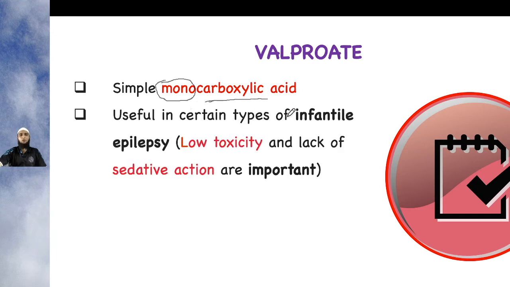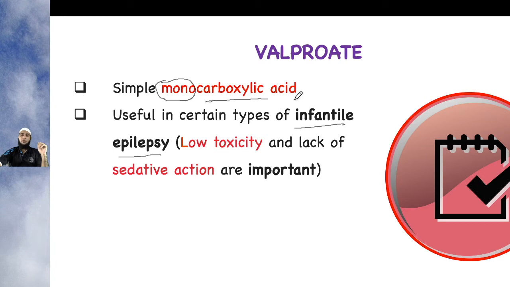Let's see when we use Valproate. Valproate is useful in certain types of infantile epilepsy. Infantile epilepsy is the epilepsy that happens to infants. Infants means newborn babies. So when newborn babies are suffering from epilepsy, such types of epilepsy are called infantile epilepsy.